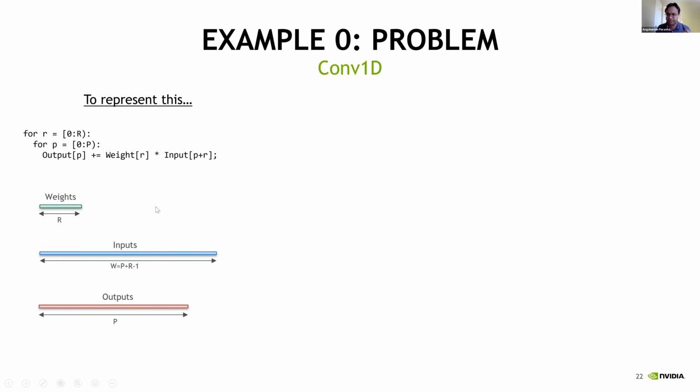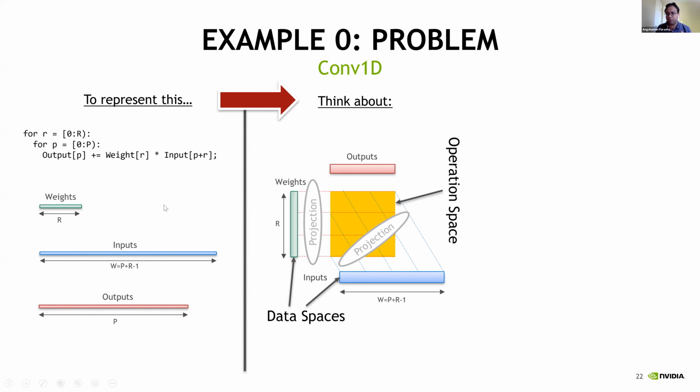Now, to represent this in Timeloop, you need to think about a few things. One is what we call the operation space, which is shown by this yellow box here. And that is, what is the space of arithmetic operations, or what is the space of instances of the loop body as part of this loop nest? So every instance of this statement, the multiply add operation, is actually, think of it as a point inside this rectangle. So how many points in this rectangle will we have for const? It's going to be P times R, right? That's why it's a 2D square.